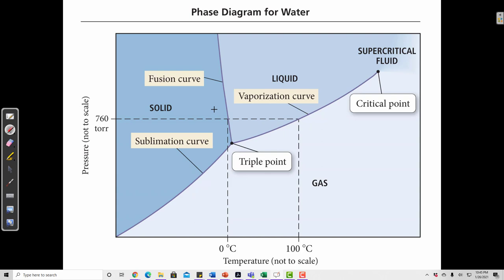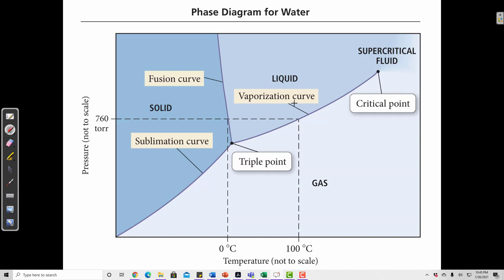When I go from a solid to a liquid, that's called melting. When I go from a liquid to a solid, that's called fusion. So this is either the melting line or the fusion line. Melting, solid to liquid; fusion, liquid to solid.